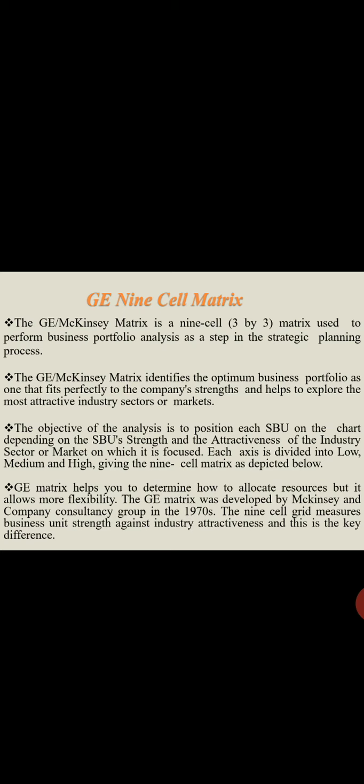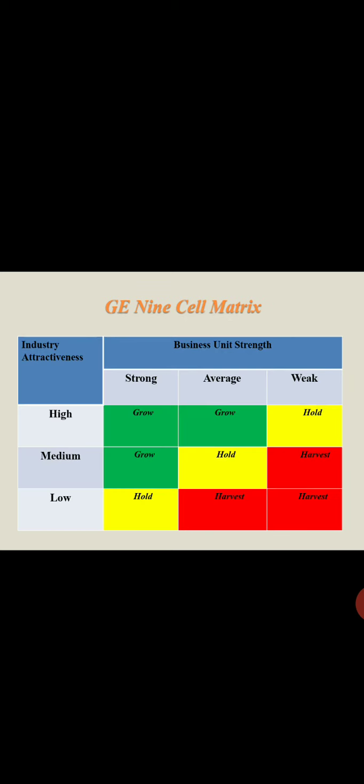And the major objective of this analysis is to position each strategic business unit on the chart depending on the strategic business unit's strength and the attractiveness of the industry sector or market on which it is focused. Each axis is divided into low, medium and high, giving the 9 cell matrix as depicted below. So here is the model.